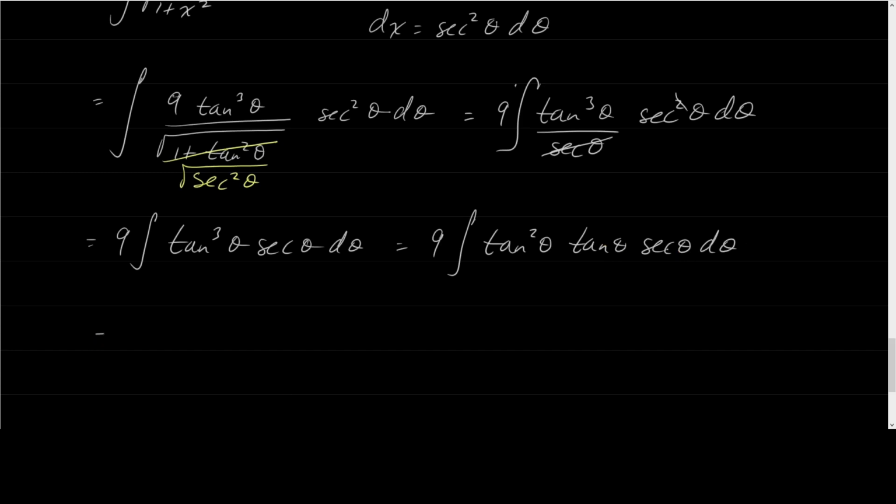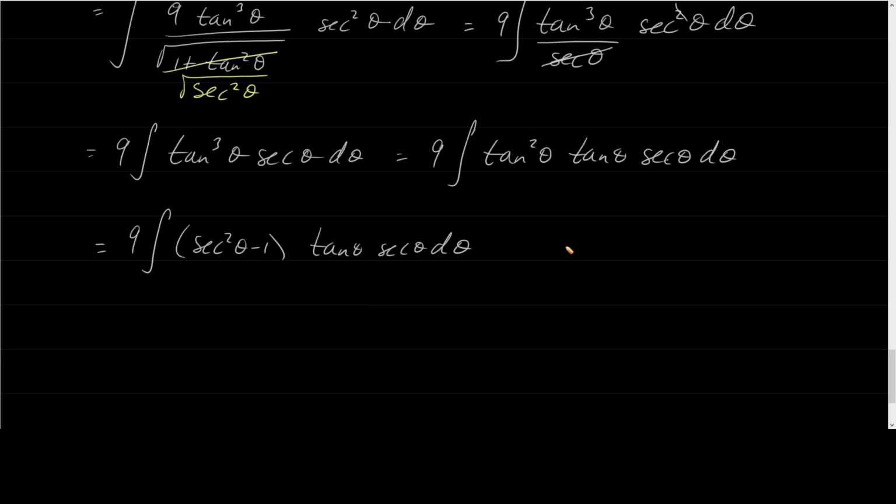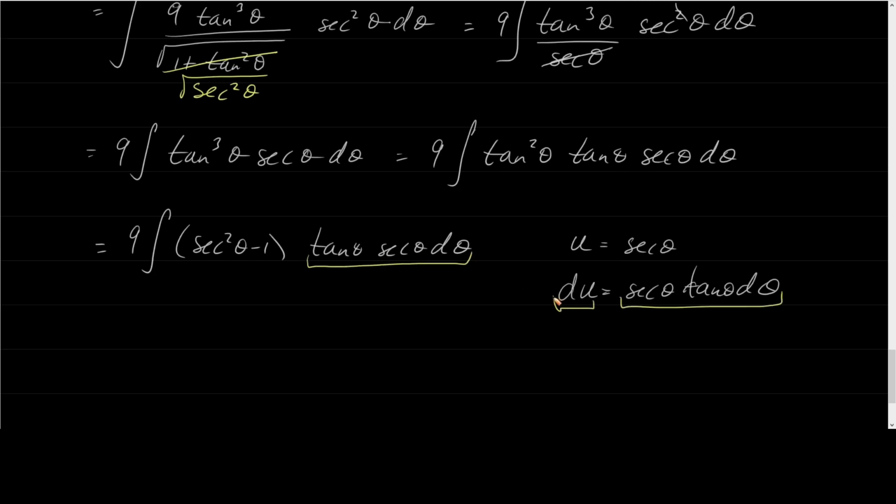And from there, tangent squared is just secant squared theta minus 1. And we still have tan theta secant theta d theta. Now at that point, I'm going to say, well, let u be equal to secant theta. Then du would be equal to secant theta tan theta d theta. And look how convenient that is, because that secant theta tan theta d theta is this entire thing. So that's just our du.